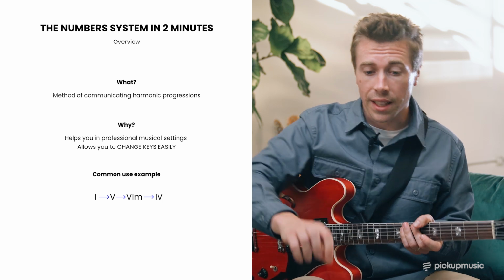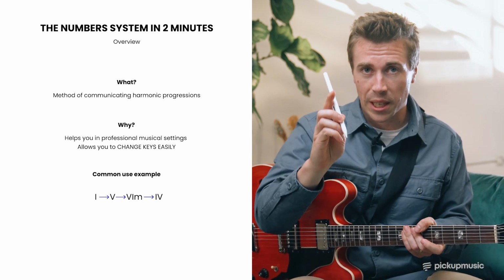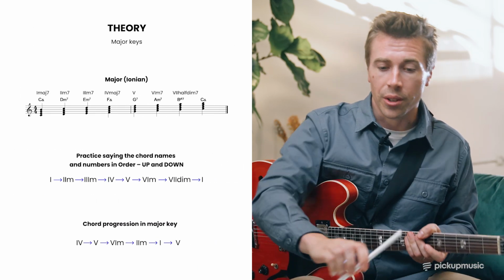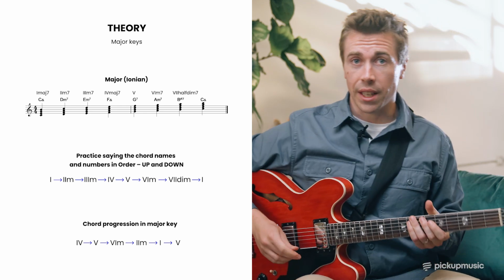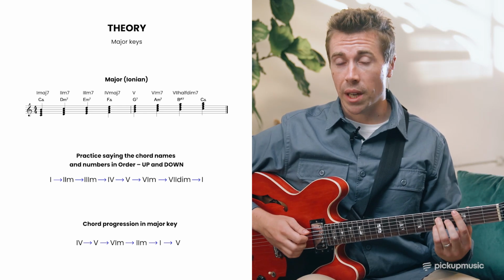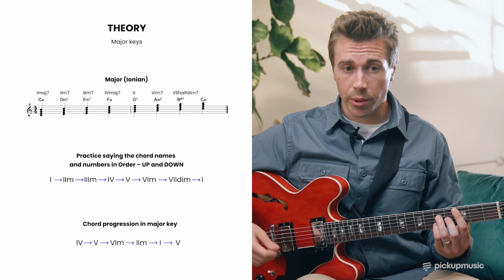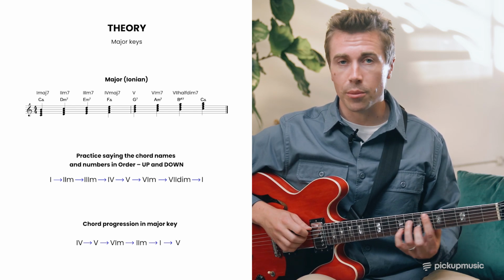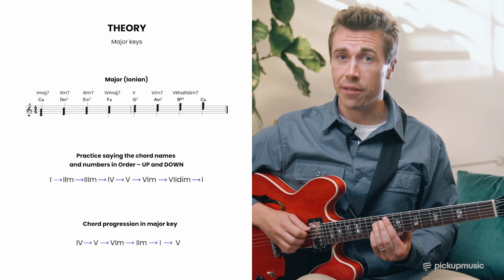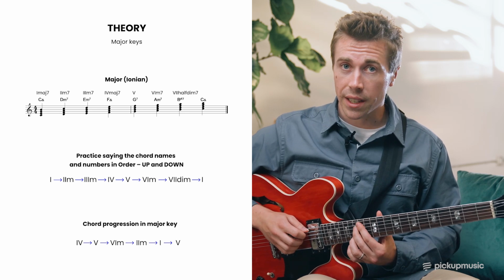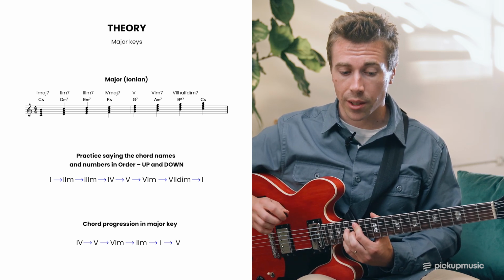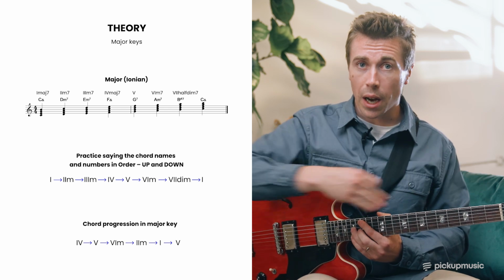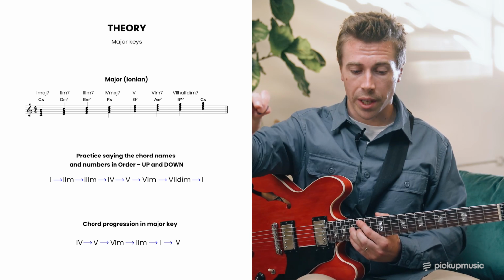So I'm going to show you exactly how to do this in 2 minutes. Here we go. First off, you need to know the theory. The number system is based off of the major scale, and you need to know the chords that are within that. So you need to know 1 major, 2 minor, 3 minor, 4 major, 5 dominant, 6 minor, 7 half diminished, and then back to the 1. So you need to be able to say that up and back super quick.